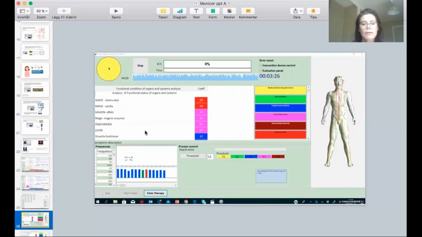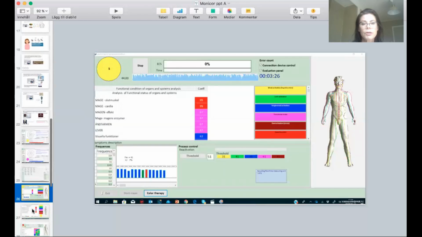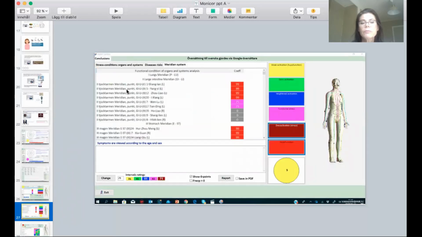So this is just one chart. You can also get all the meridians. So for example, all these meridians are relating to the large intestine. So you can see the stress level, or if there's actually lack of energy.